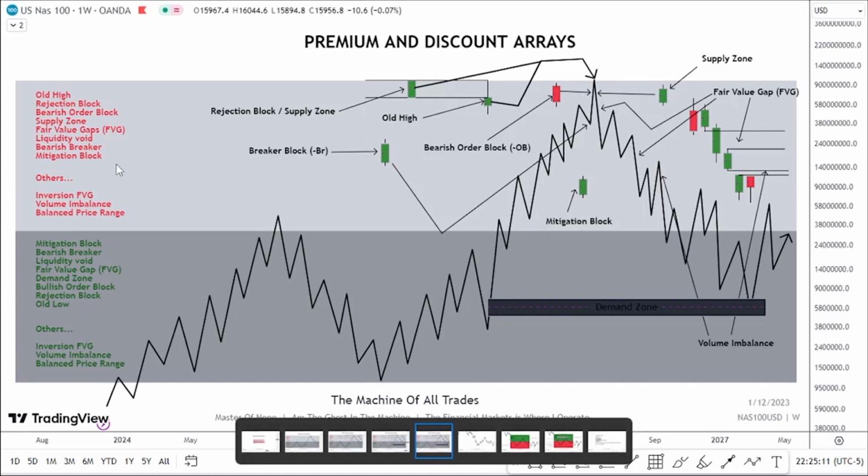What the market is doing is balancing. Balancing is mitigating of orders. We are balancing and making the market efficient. That's what we are doing.